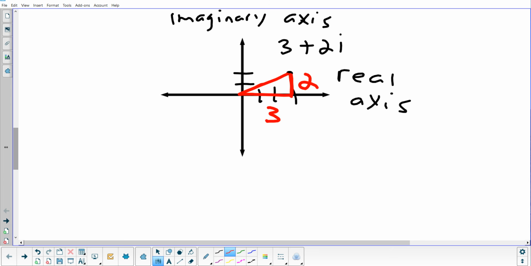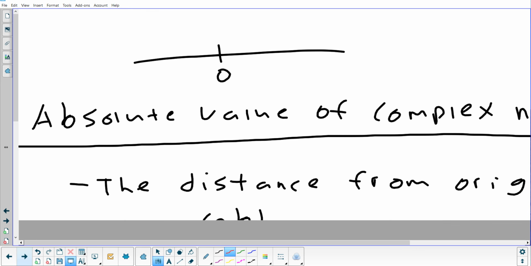So when you want to find the absolute value of a complex number, that's the distance it is from the origin, which usually ends up being a hypotenuse, which means you're going to use Pythagorean theorem.